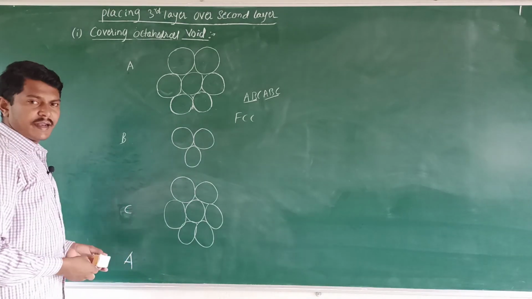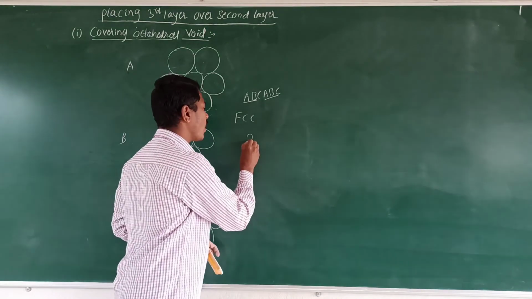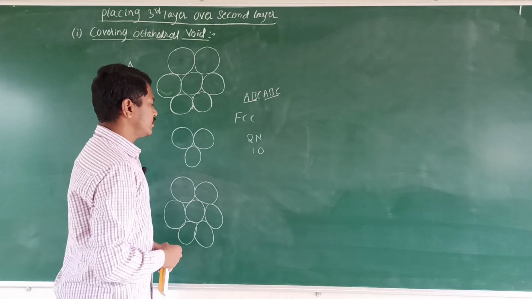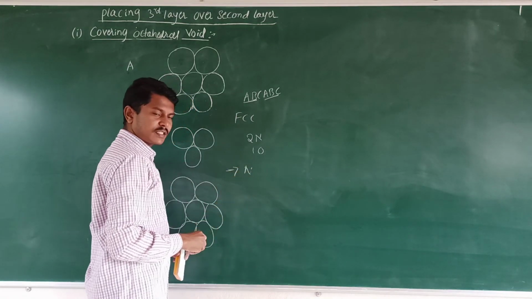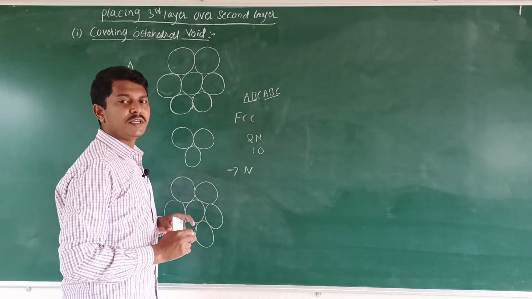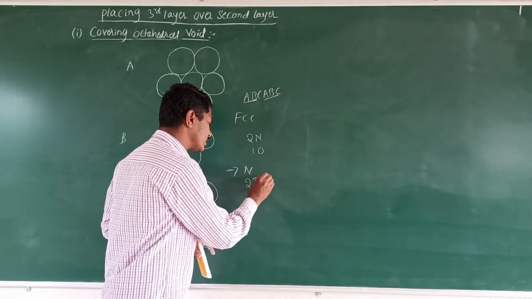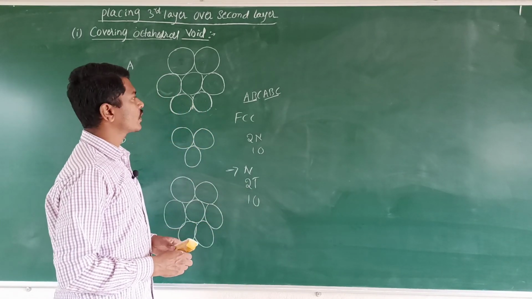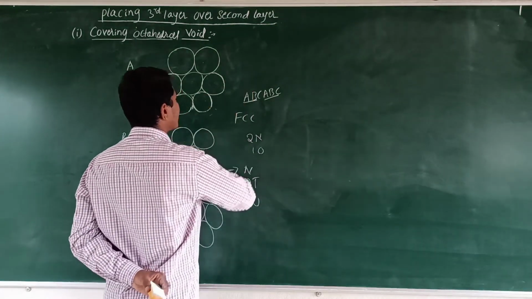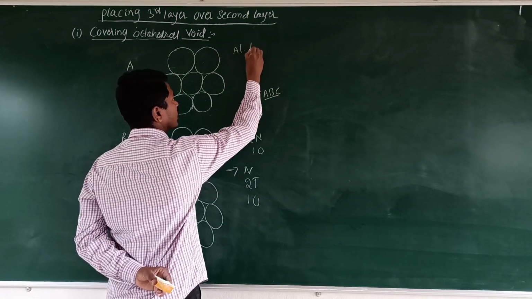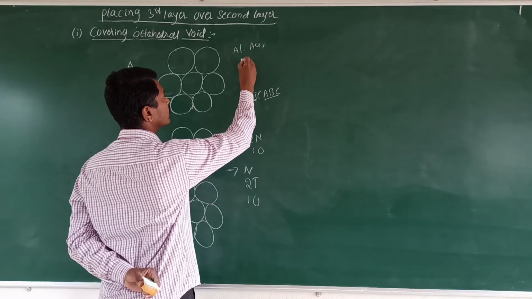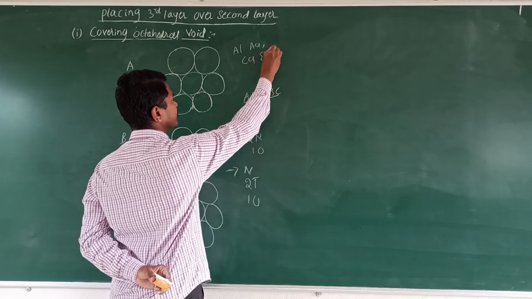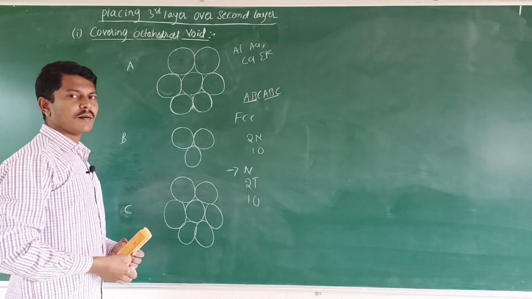Here, in NaCl, 2 tetrahedral voids are observed and 1 octahedral void is observed. If n number of spheres are there, in that, 2n tetrahedral voids are there and n octahedral voids are there. Remember the thing. Okay. Next, this type of arrangement is observed in aluminum, silver, copper, etc.